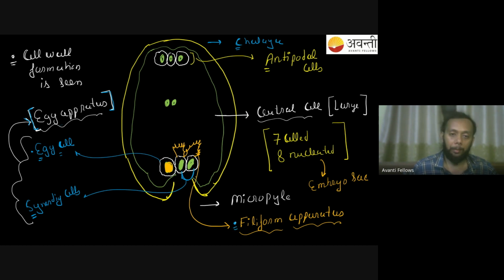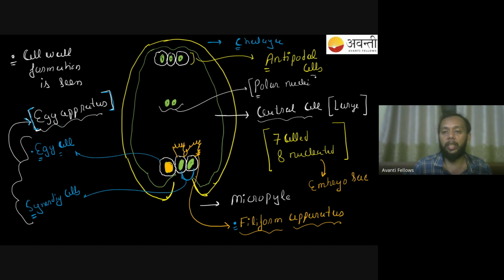Now the only thing remaining right now is that you have these 2 nuclei in the center. These 2 nuclei in the center are called my polar nuclei.